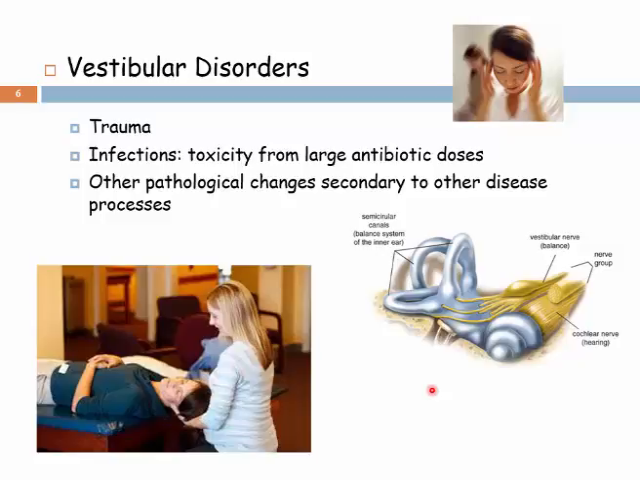Damage to the vestibular system can occur from trauma, toxicity from large antibiotic doses resulting from treatment of infections, and other pathological changes secondary to other disease processes. Symptoms include dizziness, unsteadiness, vertigo, and nausea. Vertigo means a sensation of moving around in space.